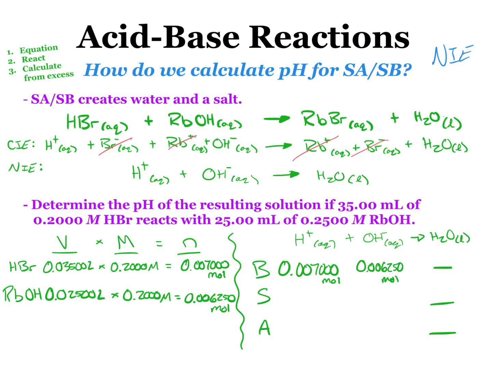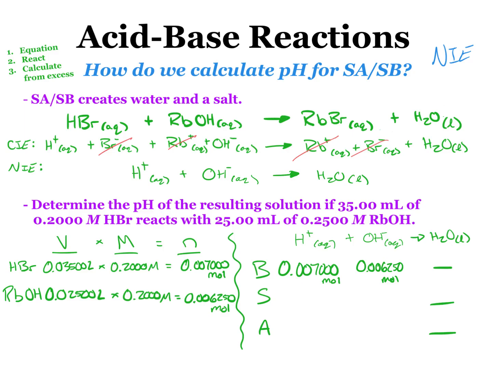And I plug these numbers into my BSA table. I plug in the amount from HBr for H plus, because that's going to be the actual mole amount of H plus, and then I plug in this mole amount here for OH minus. And within a BSA table, it's very similar to that ICE table structure.